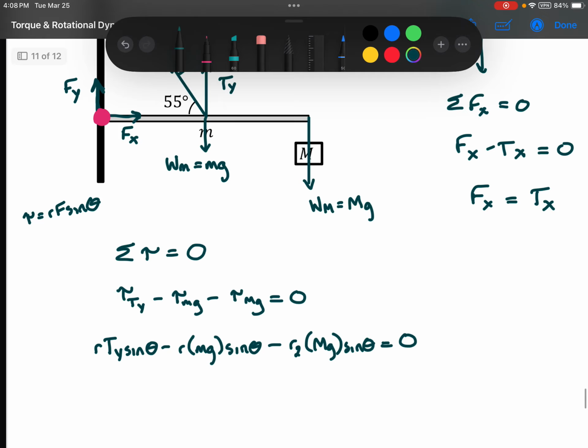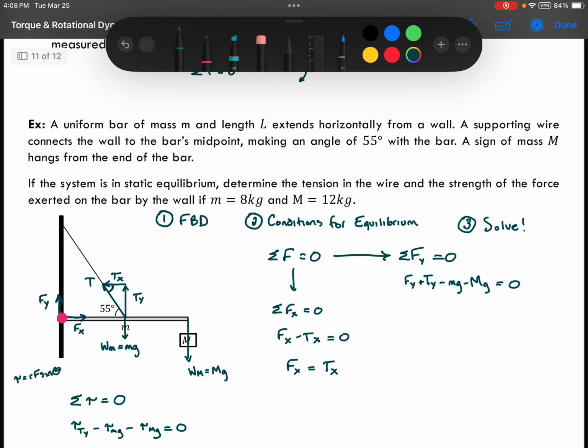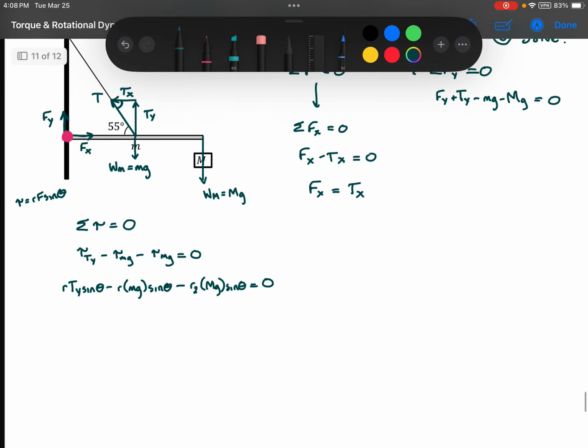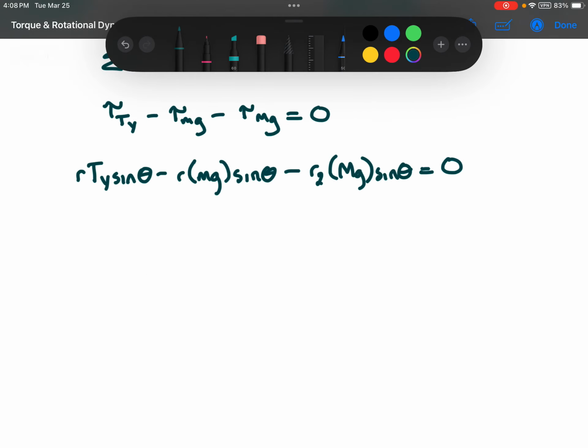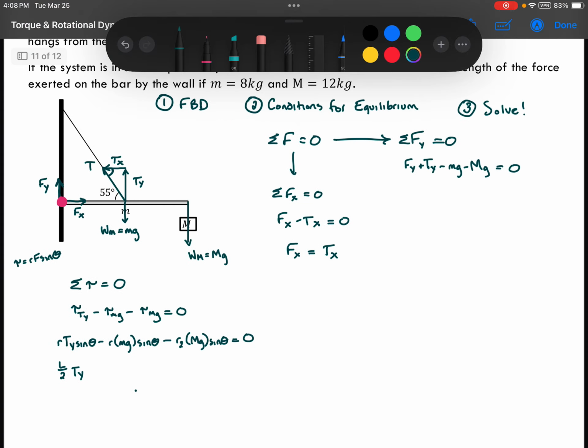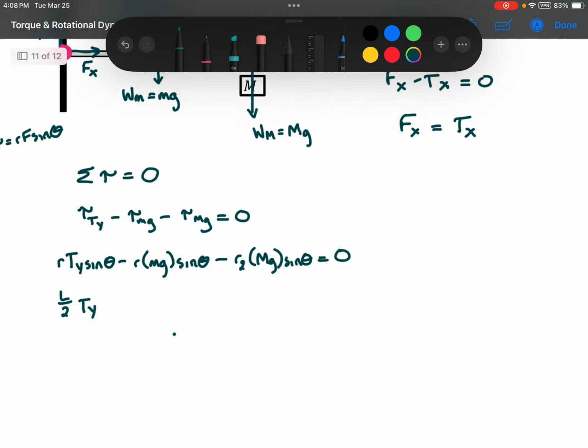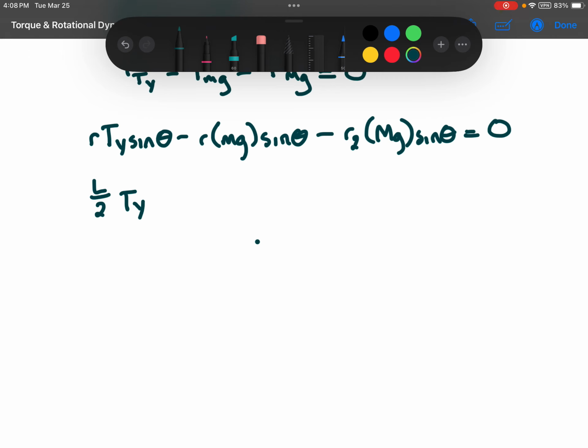So R with no subscript, well, both of those were acting at the midpoint. Interesting thing, it didn't tell us the length of the bar, it just said it was length big L. And so the midpoint would be at L over 2. So we're going to have to leave that capital L in our equation for now and see what happens to it. So R here is L over 2, Ty we don't know, but the angle from Ty and R from the axis of rotation is 90 degrees. So sine 90 just turns into 1. We could go ahead and just drop that sine 90 at this step.